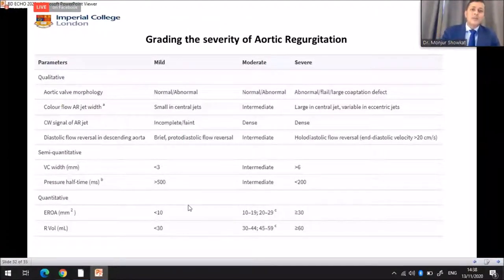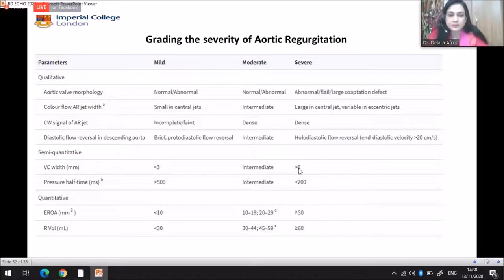So it's not only what you are assessing by the 2D or 3D method, you need to actually put everything together. You need to put valve morphology, then color flow AR jet width, and continuous wave signal of the AR jet. Also semi-quantitatively, you need to do vena contracta, which is less than 3 millimeters. And that is my last slide. Sir, time is up. Okay.